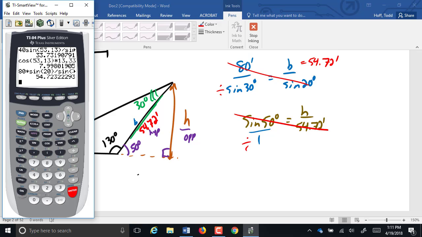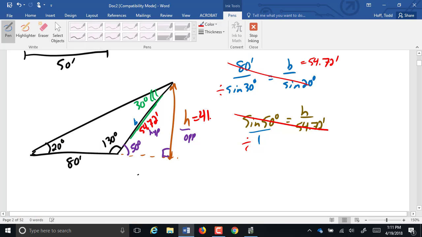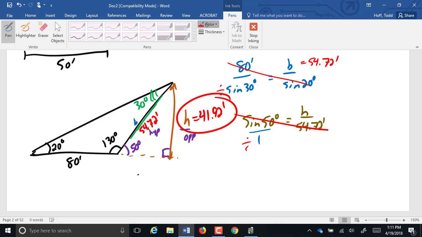So sine of 50 times that 54.72 is 41.92. How many of you had 41.92 feet high? Okay. Well, let's look at something a little more complicated.